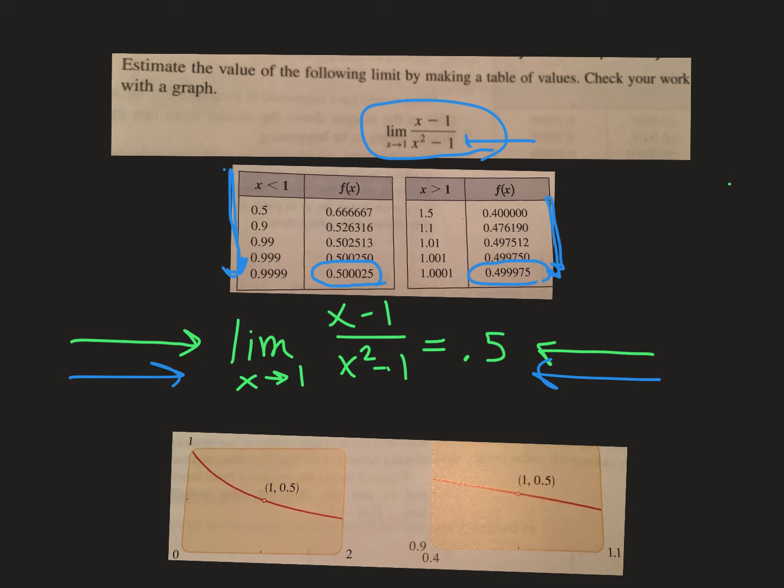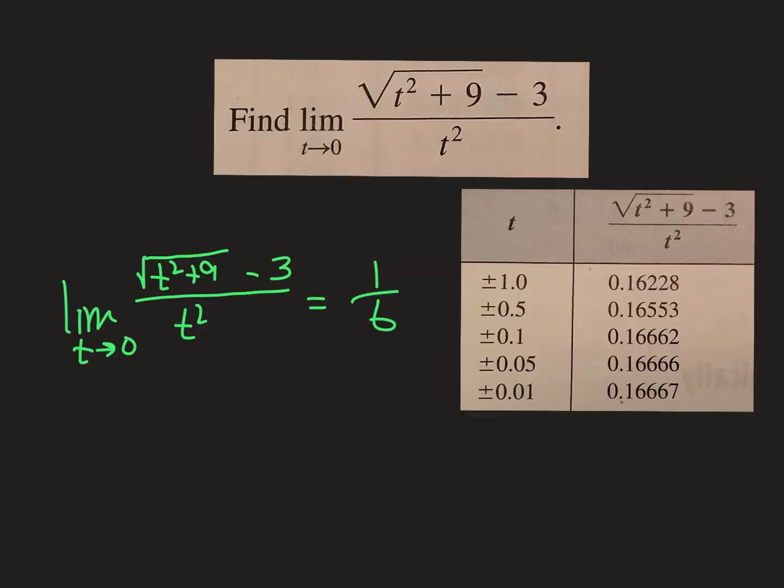So we would say the limit as x approaches 1 of (x minus 1) over (x squared minus 1) is 0.5. Now, if I look at the graph, which I took a picture of down here, and I'm looking at x from 0 to 2, by the way. If coming from this side, getting closer and closer to 1, look what I get. I get 0.5. And if I zoom in further, between 0.9 and 1.1, which is really close, the same thing happens.